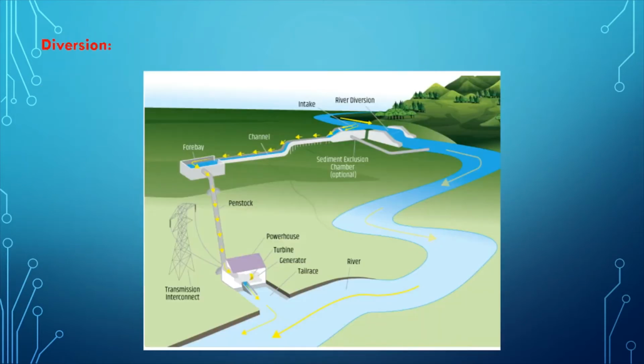The other one is diversion. Diversion is sometimes called a run-of-river facility. It channels a portion of a river through a canal onto a penstock to utilize the natural decline of the riverbed elevation to produce energy. A penstock is a closed conduit that channels the flow of water to turbines, with water flow regulated by gates, valves, and turbines. A diversion may not require the use of a dam.